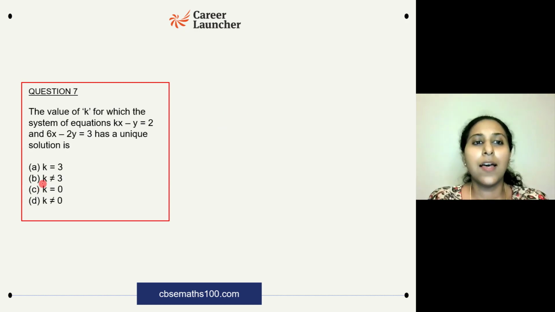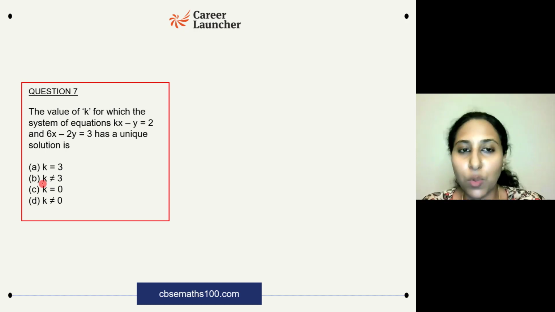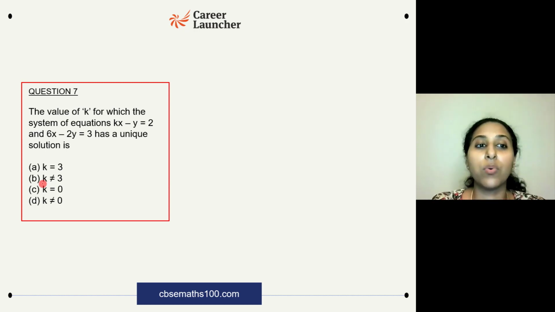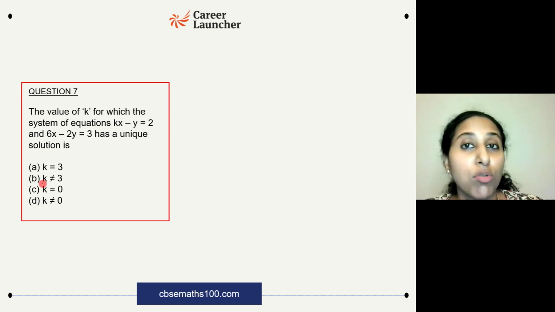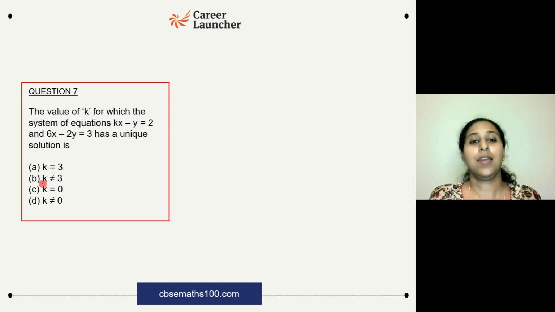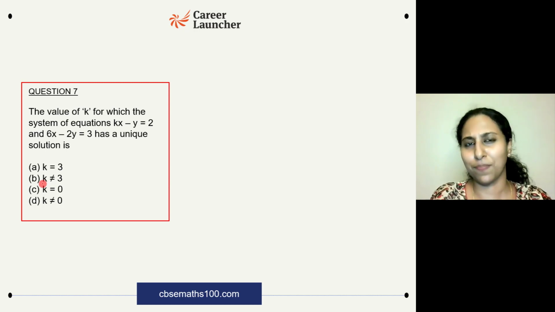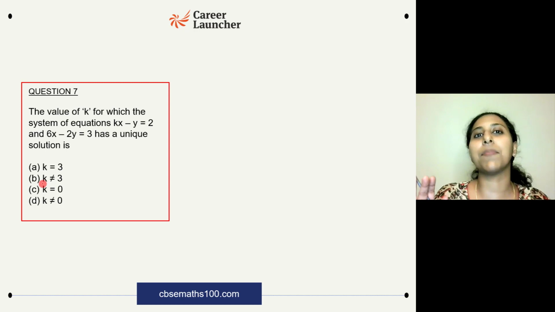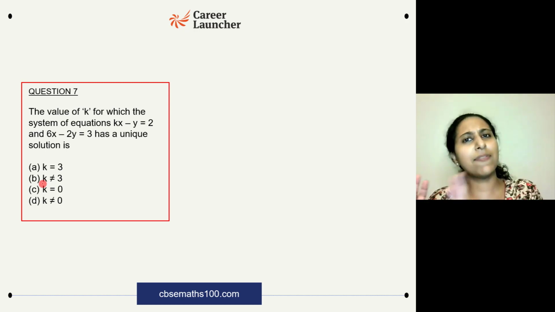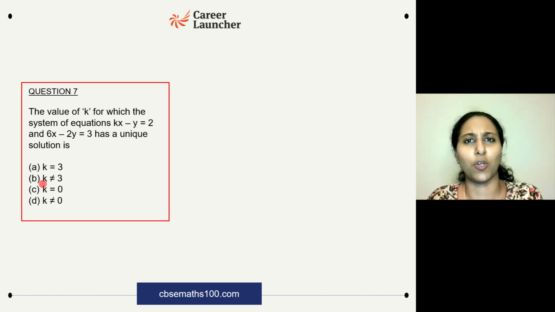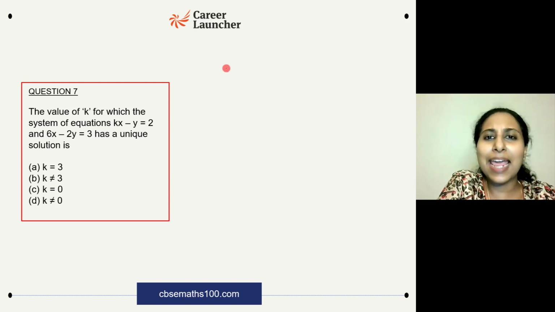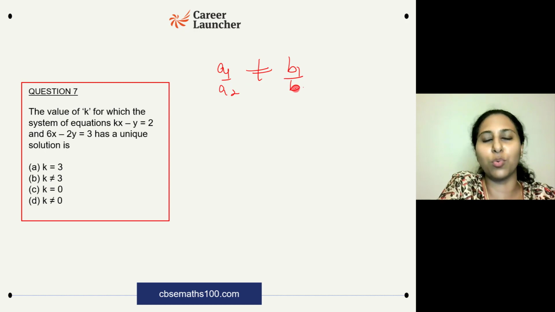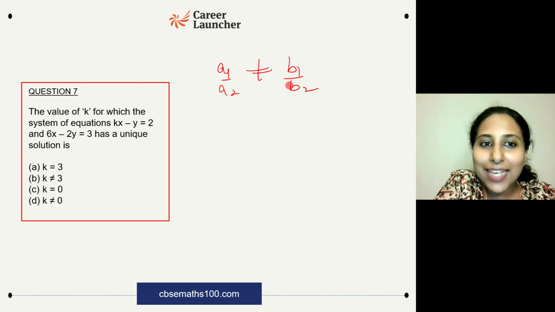Question 7. The value of K for which the system of equations kx minus y equals 2 and 6x minus 2y equals 3 has unique solution is. Now, what's the condition for unique solution? For unique solution, you just have to be bothered about A1 by A2 and B1 by B2. C1 by C2 does not affect this at all. Just make sure that A1 by A2 should not be equal to B1 by B2.